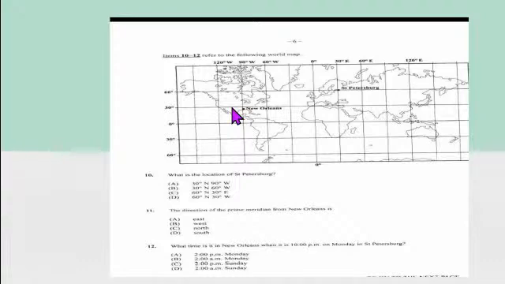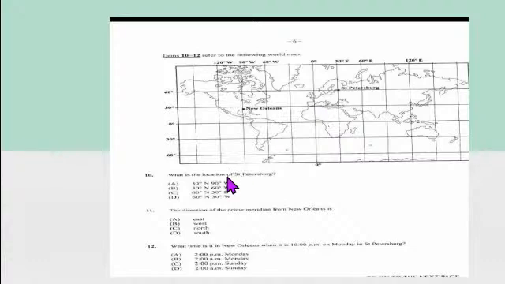All right, this one. Items 10 to 12 refers to the following world map. What is the location of St. Petersburg? So this is absolute location, latitude and longitude. St. Petersburg is here. All right, so we can see that it is 60 degrees. We have to figure out if it is north or south. So once you see where the 0 degree line is, if it is above the 0 degree line, it is north. If it is below the 0 degree line, it is south. So this is 60 degrees north based on where it is located.